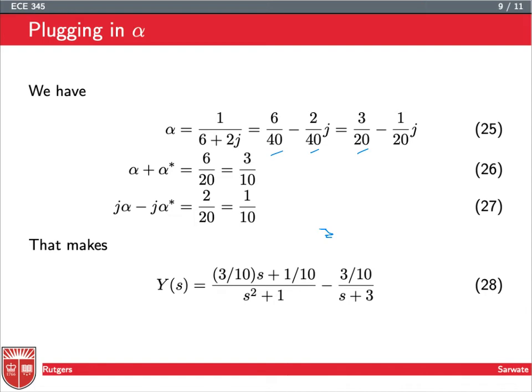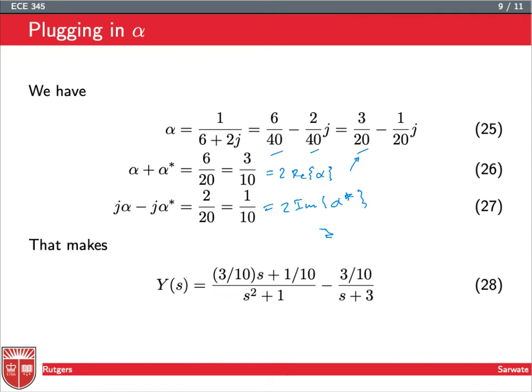So then we take alpha plus alpha star, and we get 3/10, because we get twice this real part here. This is equal to twice the real part of alpha. And then j alpha minus j alpha star, we're going to get 2 over 20, or 1/10. This is actually twice the imaginary part of alpha. So we plug this in, we get 3/10 s plus 1/10 over s squared plus 1.